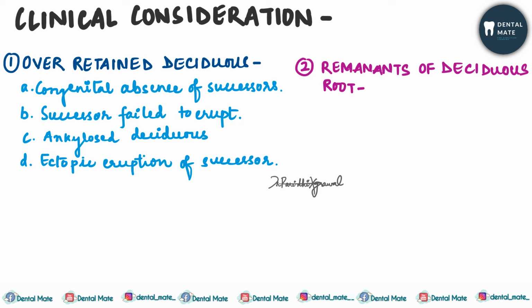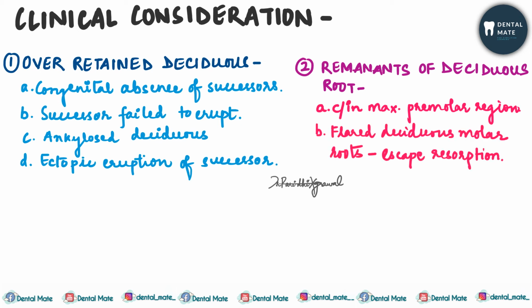Along with that, sometimes the remnants of the roots of the deciduous tooth could be seen. This is commonly seen in the maxillary premolar region, the roots of the deciduous molars. What is the reason for that? The roots of the deciduous molars are very flared, excessively divergent, and the distance between the roots of the deciduous molar is more as compared to the diameter of the developing permanent tooth. So a portion of the deciduous tooth might escape resorption.